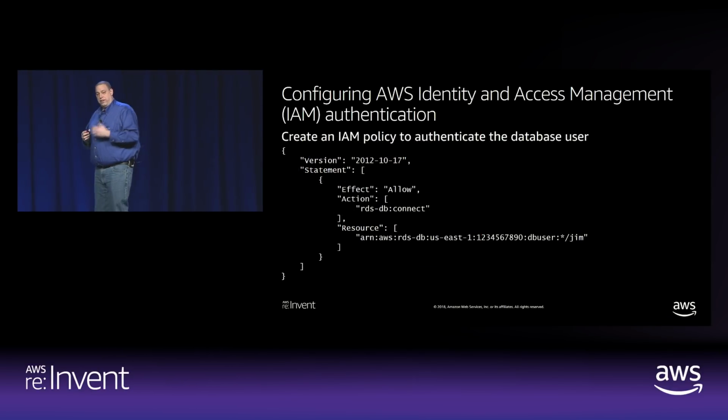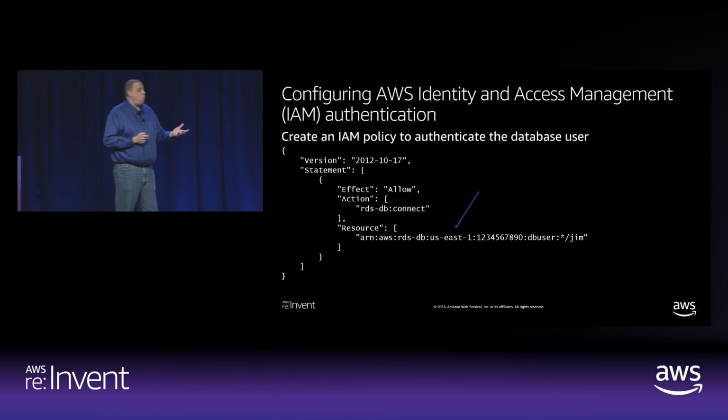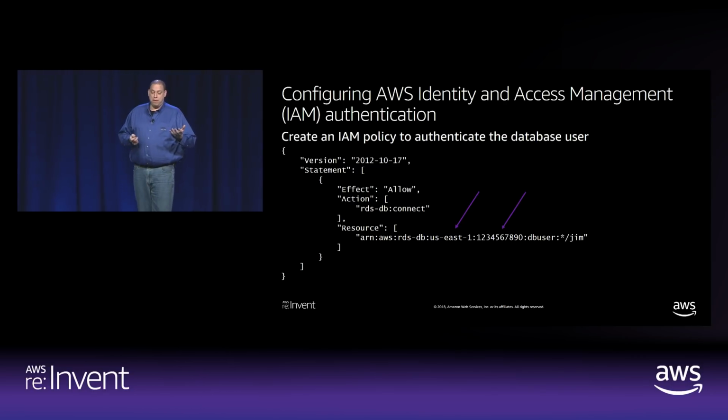Once you have that user, you need to grant it a policy for RDS DB Connect. In that policy, you have to give it a little bit of information. What region is this database in? What's the account that that database is in? Most importantly, what's the database ID?